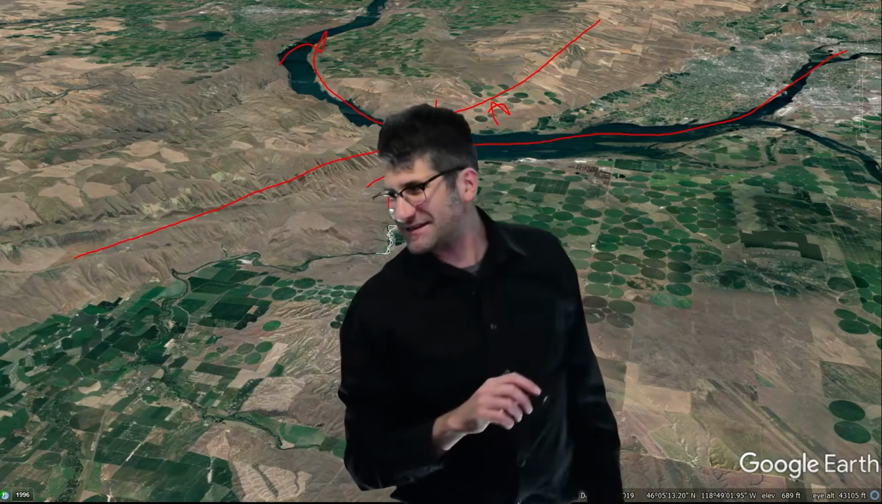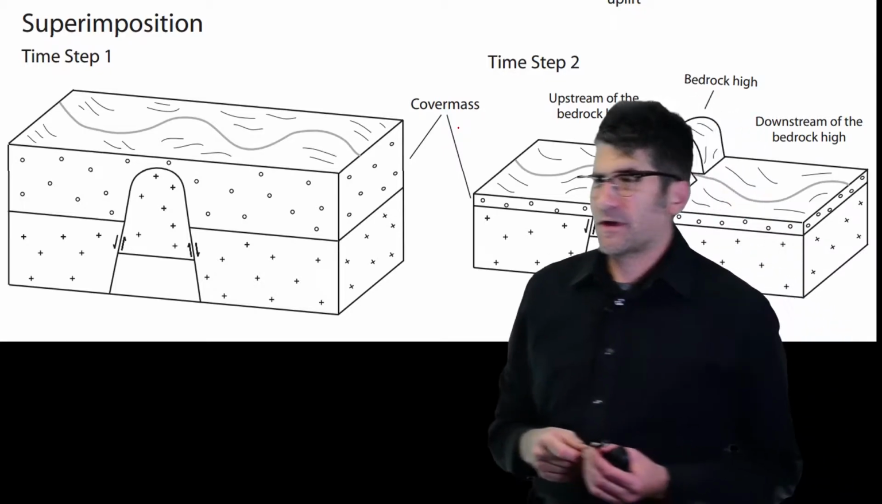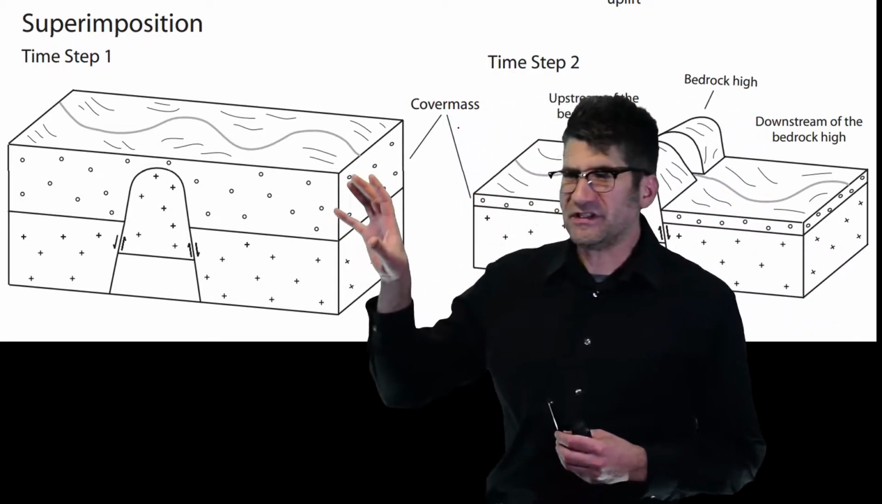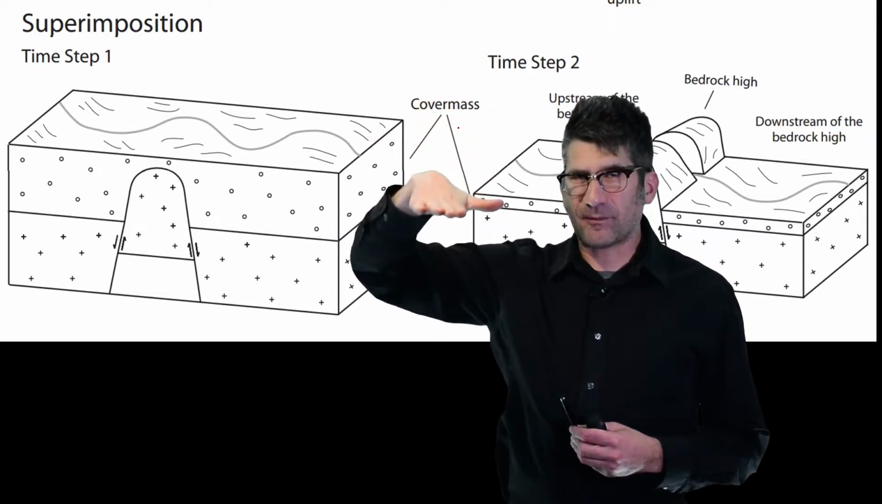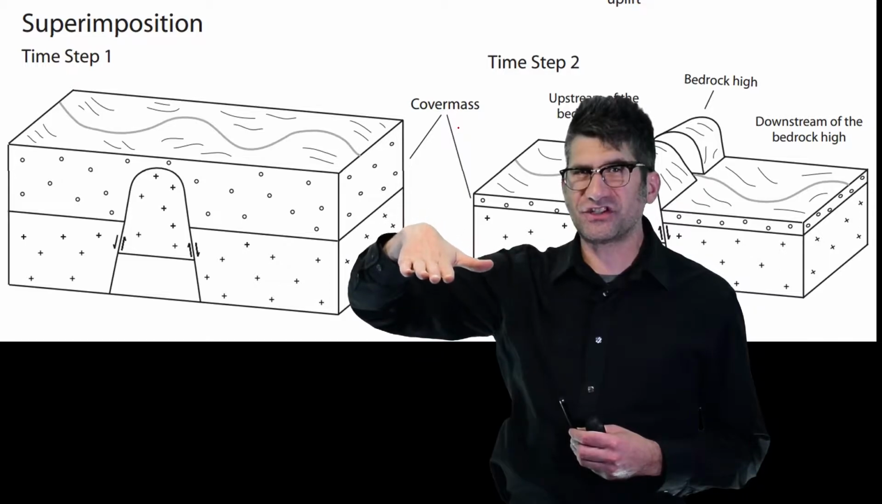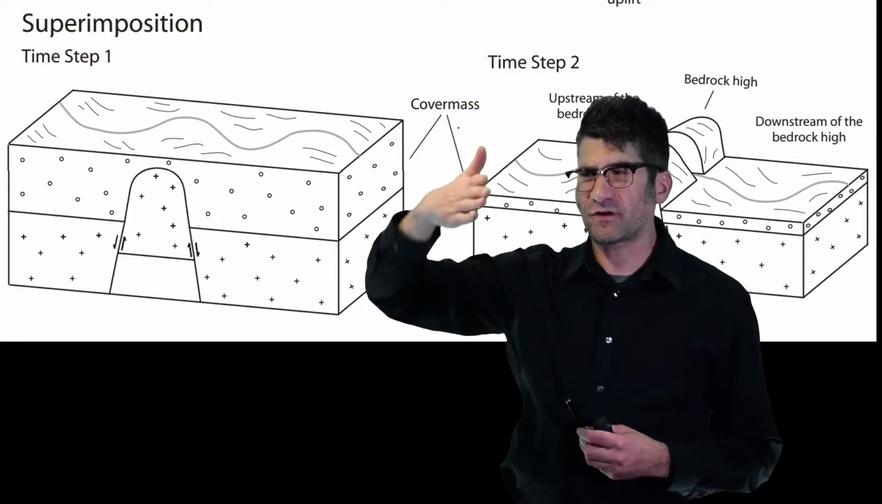So that would be an antecedent structure. Another type of structure would be what we call superimposition. In this case, the river was flowing first, and then as your landscape lowers over time, it encounters a geologic structure that, through weathering and erosion, is exposed, but the river can cut through it.